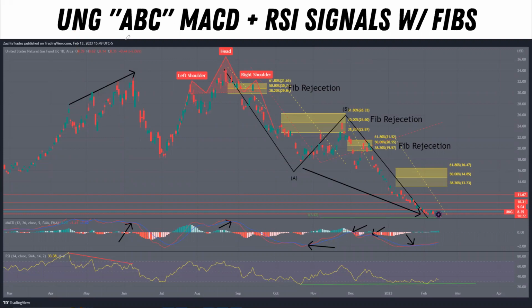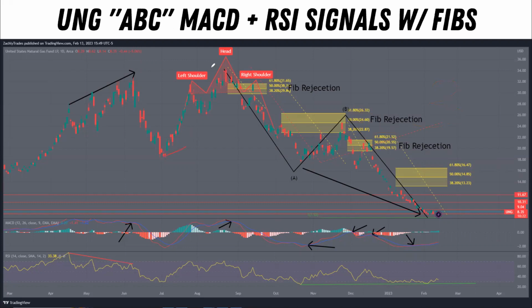So what we have here is our ABC structure along with the MACD and RSI signals with the major Fibonacci levels. These are the major Fibonacci levels right here in yellow, the 61.8, 50%, and 38.2. These are the three most common and well-respected retracement levels there are.